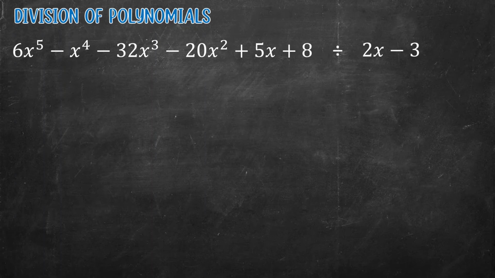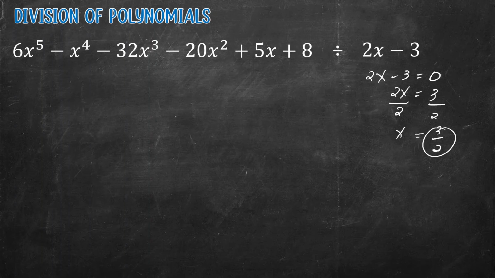So, sabi ko nga sa inyo, i-equate na lang natin siya into 0. So, 2x minus 3 equals 0. Lipat natin si negative 3, it will become positive 3 over 2. So, x is equal to 3 over 2. So, 3 over 2 yung gagamitin natin. Huwag kayong ma-overwhelm kapag fraction siya. So, we will still follow the same procedure.